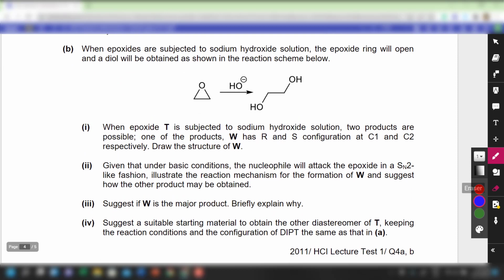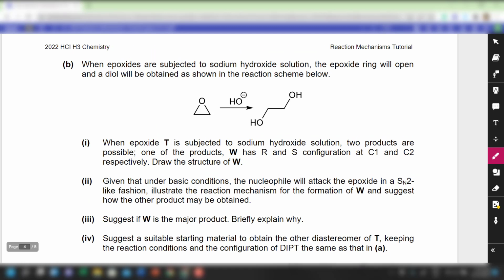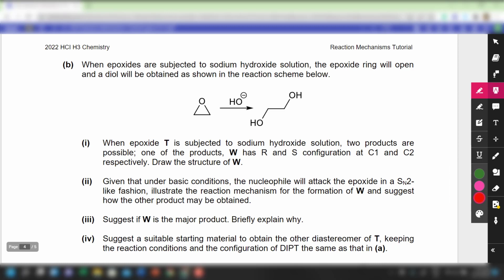Now part B, we were told that when epoxides are subjected to sodium hydroxide solution, the epoxide ring will open and a diol will be obtained in the reaction scheme shown below. When epoxide T is subjected to sodium hydroxide, two products are possible. One of the products, W, has RS configuration. Let us take note of this: RS configuration at C1 and C2 respectively.